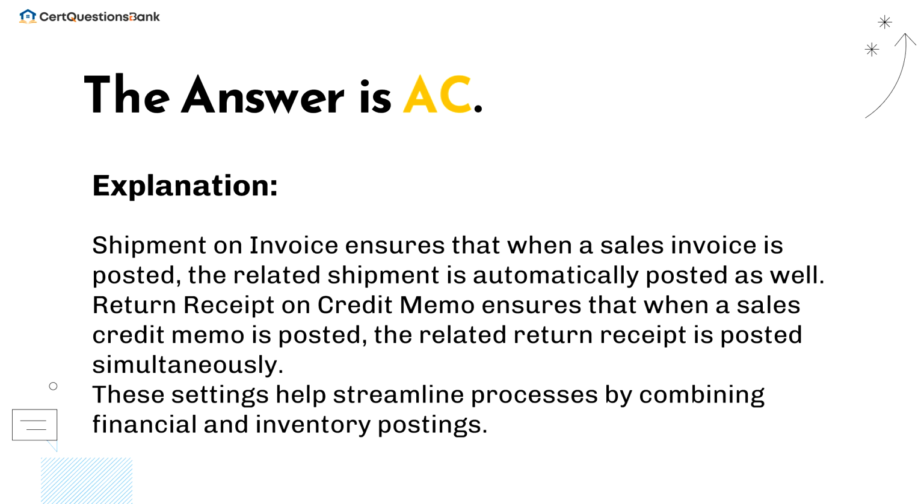The answer is A and C. Shipment on invoice ensures that when a sales invoice is posted, the related shipment is automatically posted as well. Return receipt on credit memo ensures that when a sales credit memo is posted, the related return receipt is posted simultaneously. These settings help streamline processes by combining financial and inventory postings.